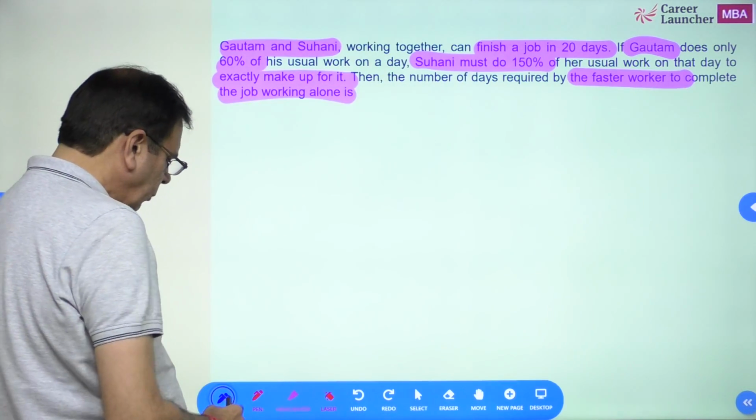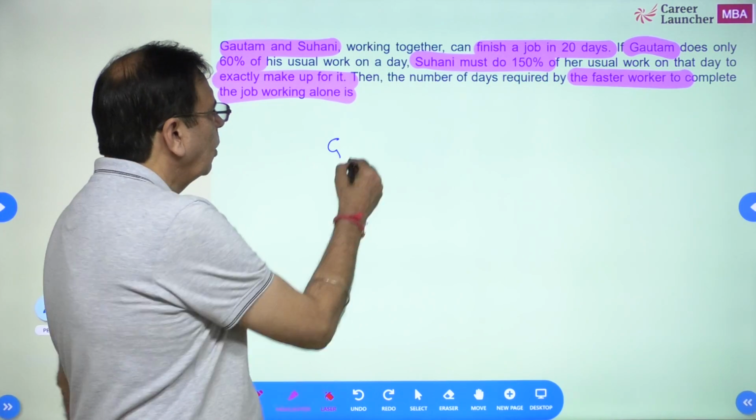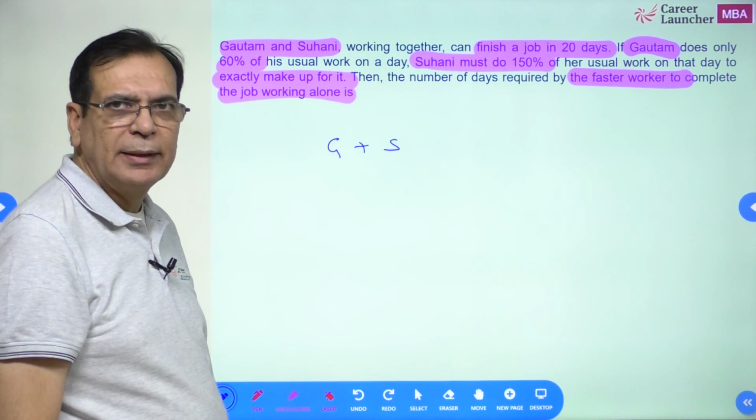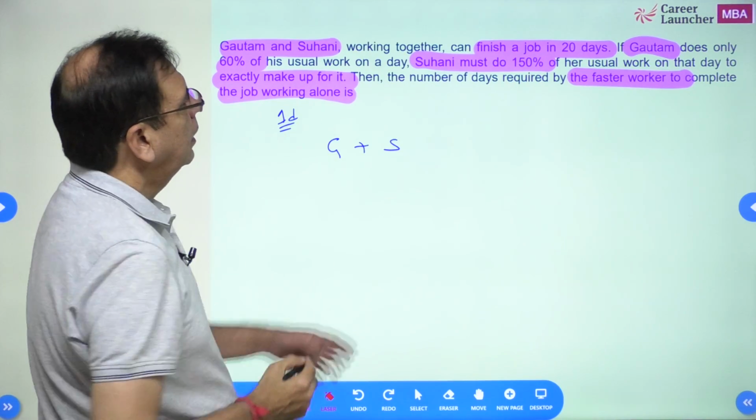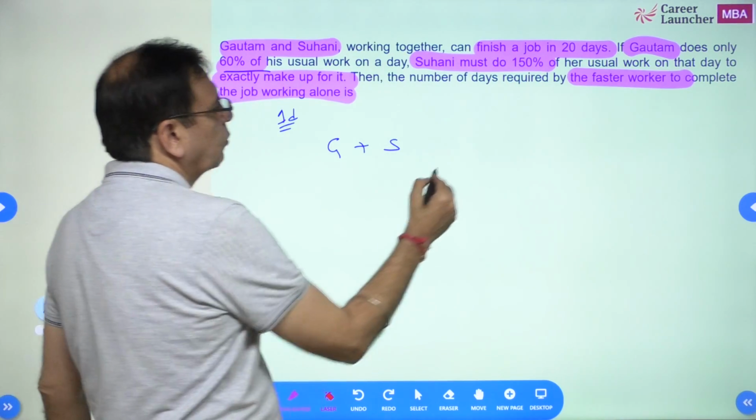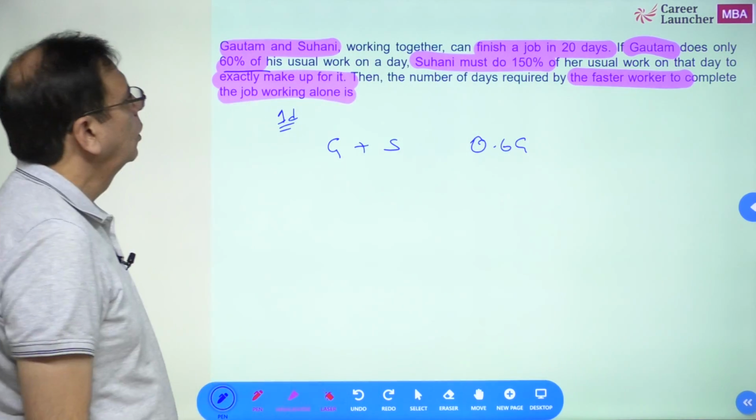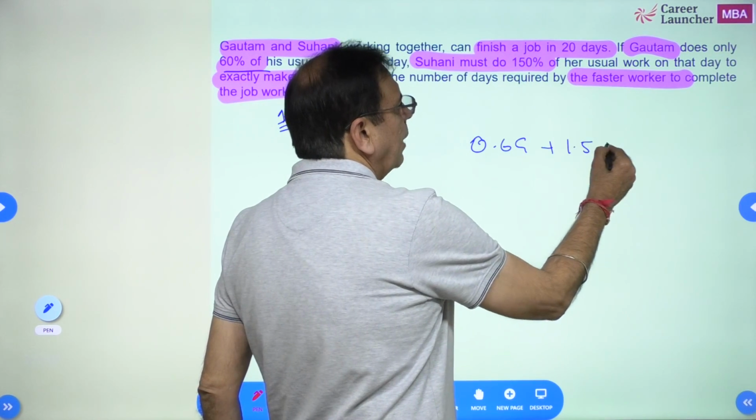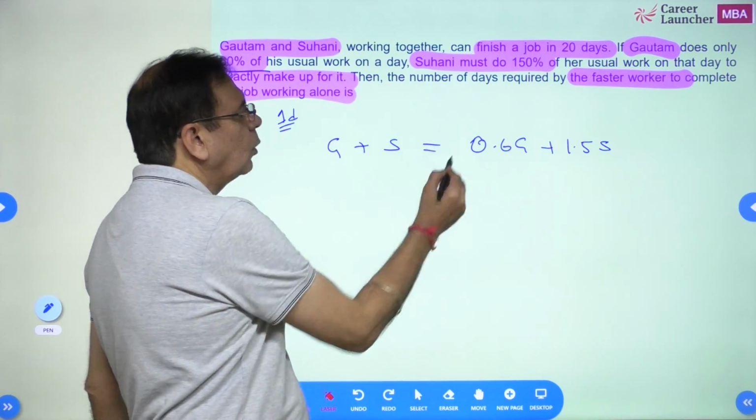Okay, simple equation आ जाएगी ना. If Gautam does G units of work one day and Sohani does S units of work one day, together they'll do G plus S units of work in one day. Okay, one day में. Now what does it say? If Gautam does only 60% of his work, if he does only 0.6 into G, Sohani will have to do 150%. Sohani will have to do 1.5S, और you should work to come make up for it. यानी दोनों बराबर हो गए अब.